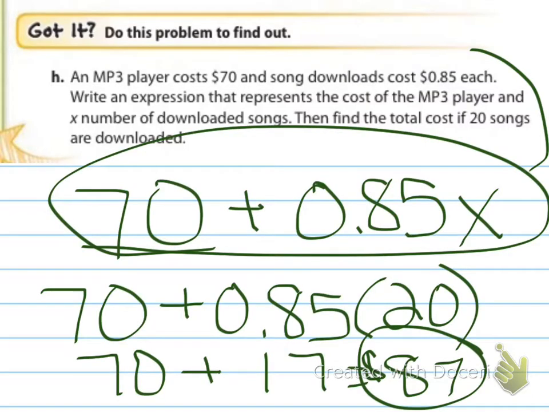Alright, so to start, we're definitely paying $70 for the MP3 player, so that's $70 plus 85 cents for each download for X number of downloaded songs. So we're going to do 85 cents times X is the other half of our equation here. So we've got $70, and they said we're going to get 20 downloads, so we're going to do $70 plus 85 cents times 20. 85 cents times 20 downloads is $17. And so it's going to be $70 plus 17, which is $87.